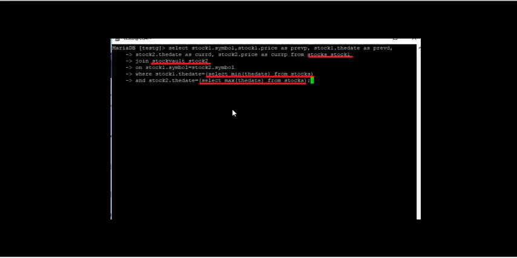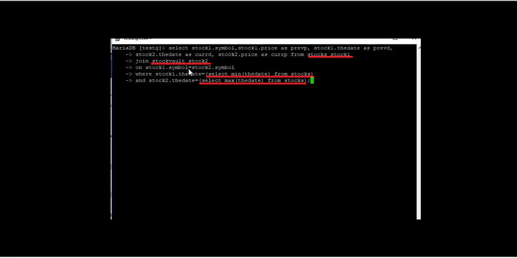But here's where it gets complicated. We're going to take that information, stock 1, we don't have a stock 1, but we'll see it in a second. Stock 1.symbol, stock 1.price as previous price, stock 1.the date as previous date, stock 2.the date as current date, stock 2.price as current price, from stocks, stock 1, join stock vault, stock 2. So I'm renaming stocks to be stock 1 and stock vault to be stock 2. I don't have to do that, I'm just doing it.